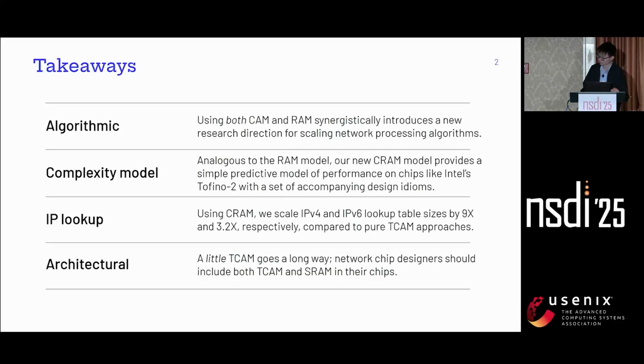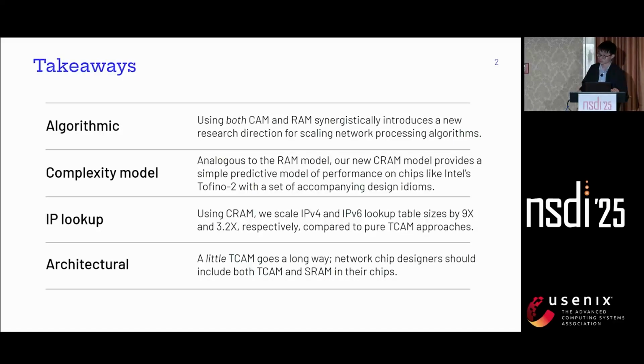So from our work, we condensed it and extracted 4 main takeaways, and these takeaways will be reintroduced several times throughout the talk. Regarding algorithms, we found that using both CAM and RAM synergistically together, as opposed to just one of the resources, opens a brand new door and introduces a new research direction for future work into finding new ways to scale network processing algorithms.